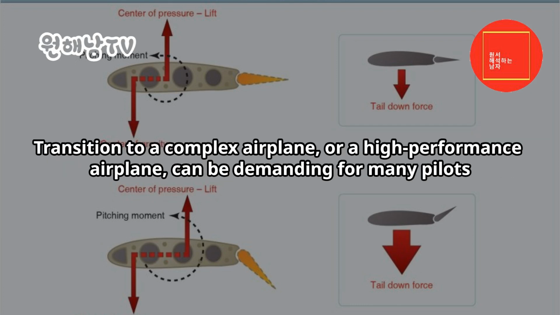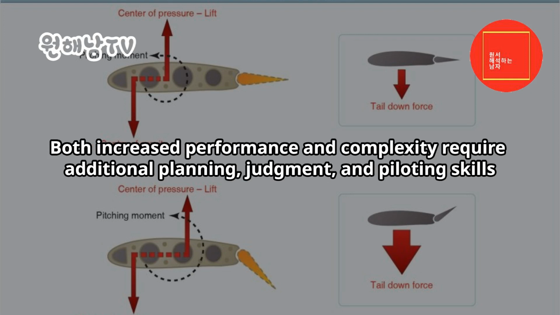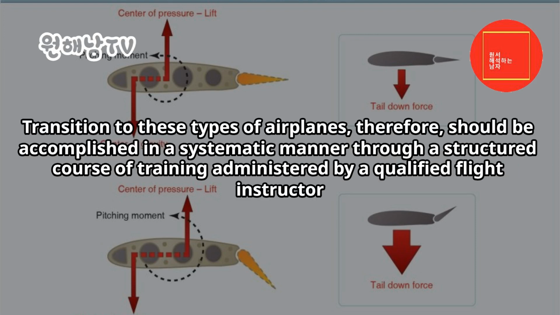Transition to a complex airplane, or a high-performance airplane, can be demanding for many pilots. Both increased performance and complexity require additional planning, judgment, and piloting skills. Transition to these types of airplanes, therefore, should be accomplished in a systematic manner through a structured course of training administered by a qualified flight instructor.